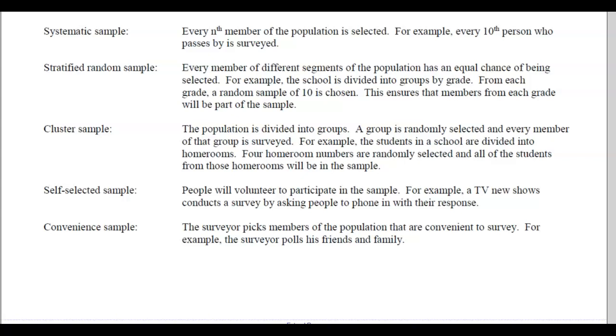These are the basic random sample, and all of these ones up to here are the best. Okay, and then self-selected isn't great.